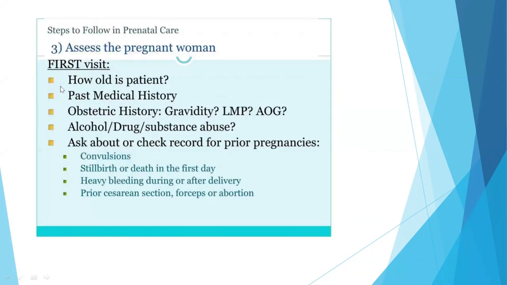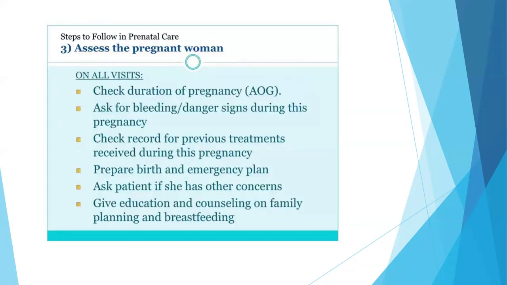At first visit, we need to write down how old the patient is, past medical history, obstetric history, alcohol, drug, or substance abuse. Ask about or check a record for prior pregnancy, convulsions, stillbirth, heavy bleeding, prior cesarean section, forceps, or abortion. Then we need to assess the pregnant woman.